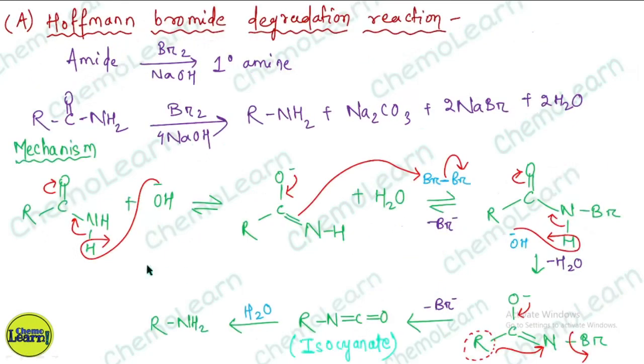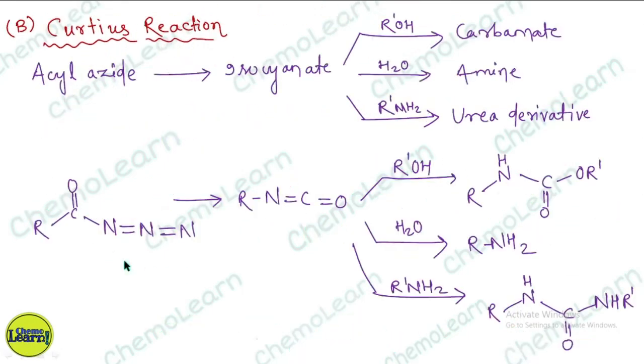In option B, we have Curtius reaction. In Curtius reaction, acyl azide is first converted to isocyanate and then upon treatment with R-OH it forms carbamate, upon treatment with H2O it forms amine, and upon treatment with RNH2 it forms urea derivative. So it cannot be our right option because it forms isocyanate.